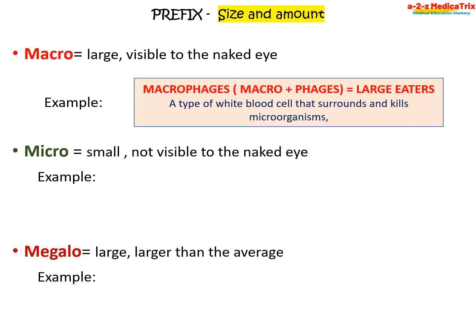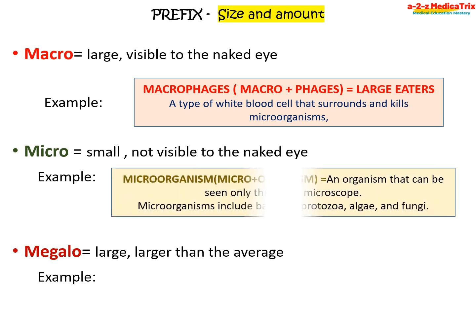Let's take the example macrophages. Macrophages are white blood cells. They are large in size. What they do generally is surround and kill microorganisms. Next, another word, micro. Micro means small. It is not visible to the naked eye, meaning we can see it only through a microscope.